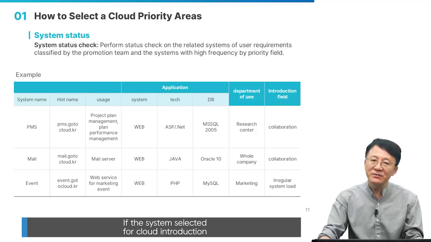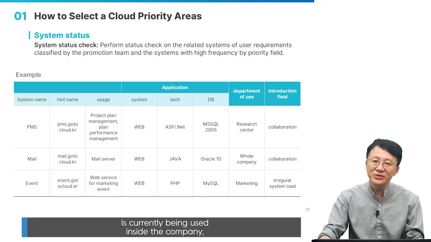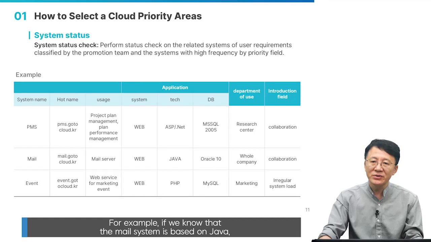If the system selected for cloud introduction is currently being used inside the company, it is important to understand the current status of the system. This is because if we understand the system status, it is easier to estimate cloud capacity, cloud transfer possibility, and the difficulty. For example, if we know that the mail system is based on Java and uses an Oracle database, it is easier to decide whether to port to the cloud and calculate the Oracle database license fee.